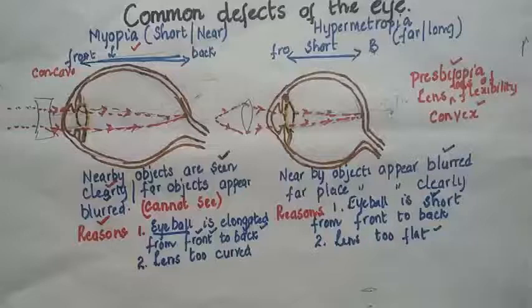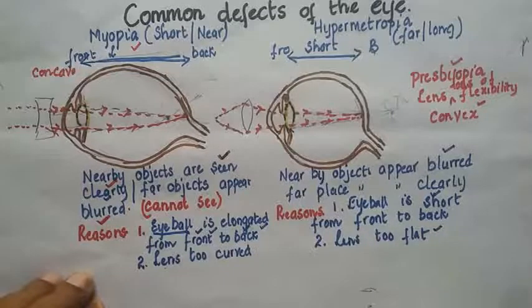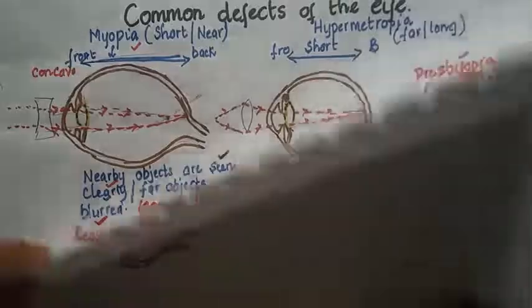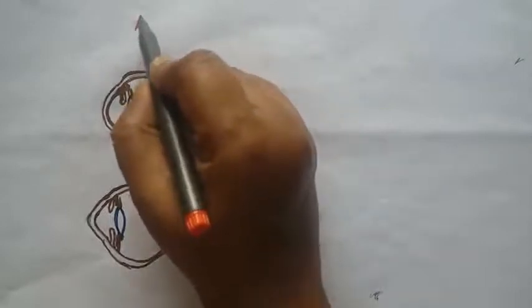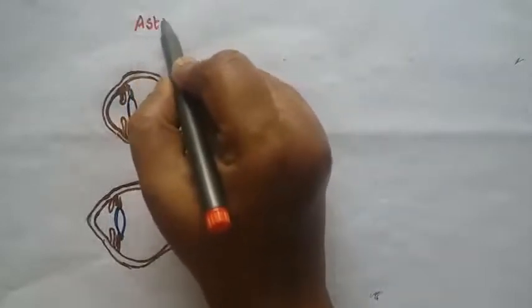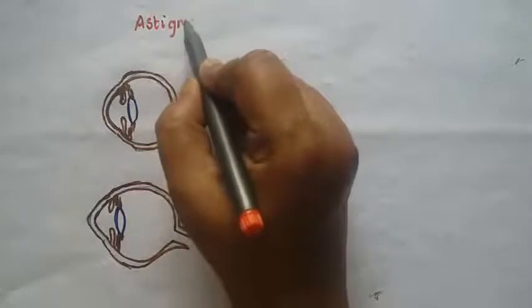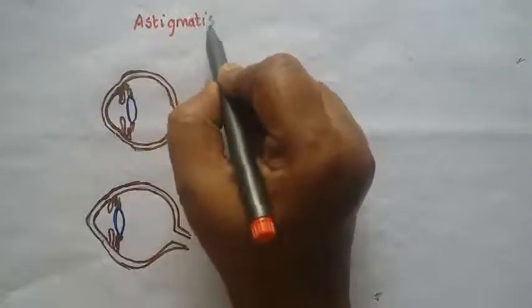Children, now let us learn about some more defects. One more defect known as astigmatism. So, what is astigmatism?